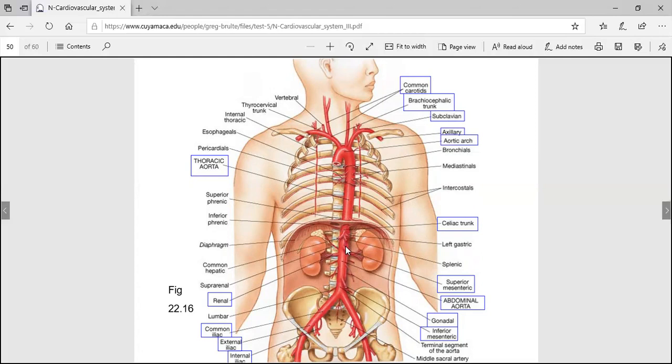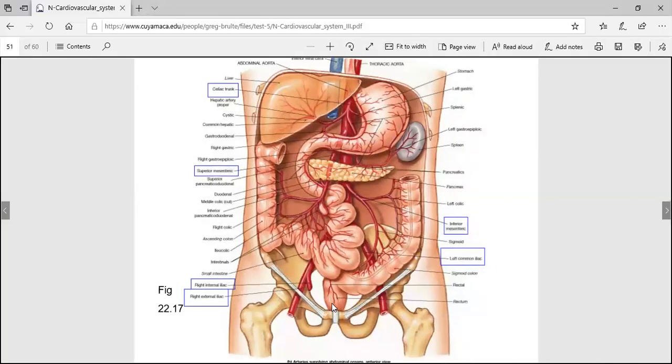Then there's my superior mesenteric, but it's cut off. You can't see where it's going. There's my two renals. There's a gonadal. And then there's my common iliac. So I think I got a better up close.